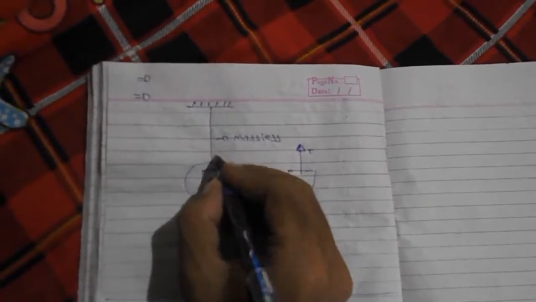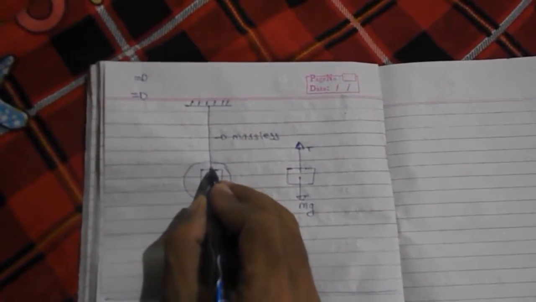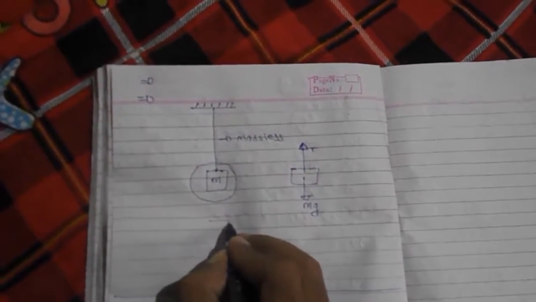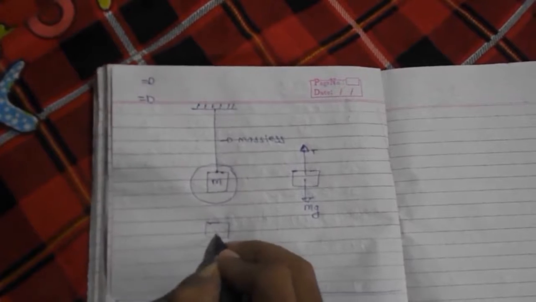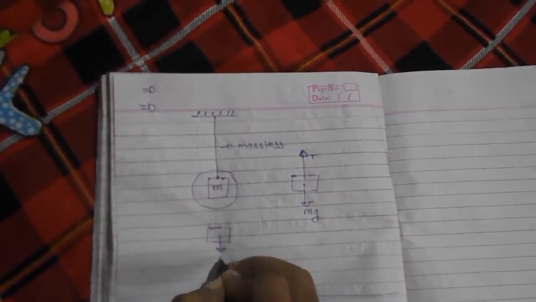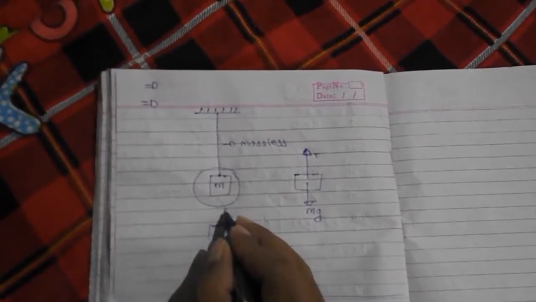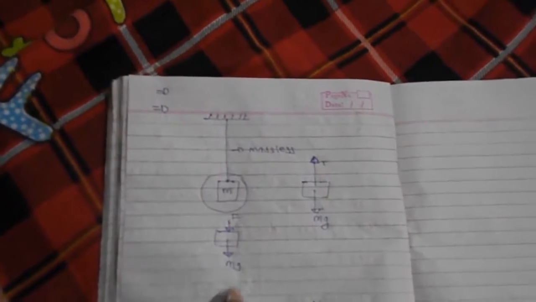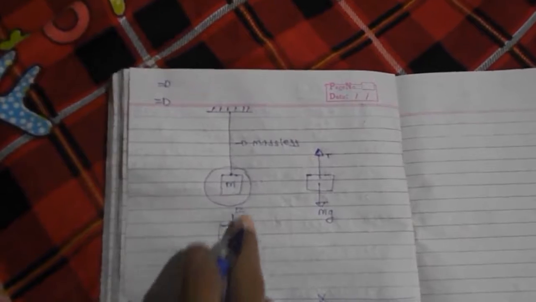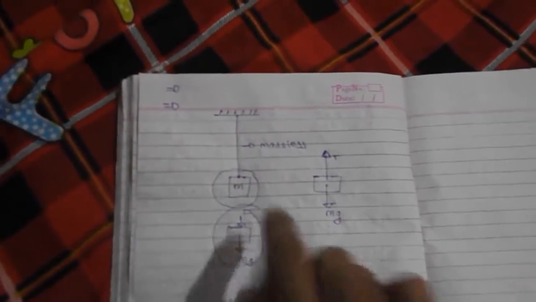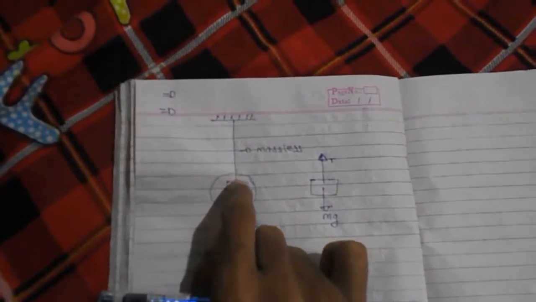If this string applies a force which is normal to it, then what should the free body diagram be? It is like this: this is the mg, and this is the force F. If this happens, then it will fall. So the string is not applying a normal force.